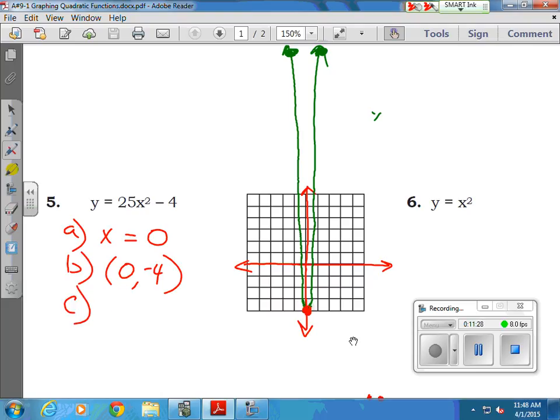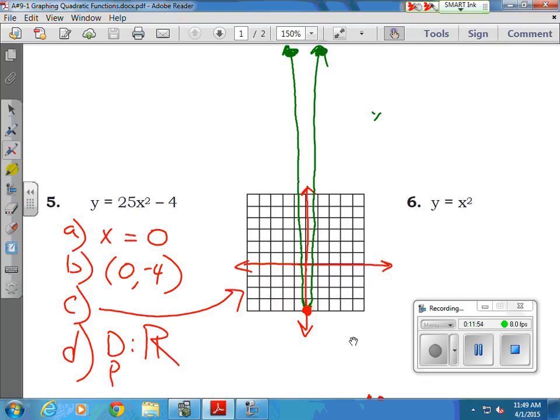Part C says graph it. We tried. Part D says the domain is going to be a parabola, and even though it's going left and right very, very slowly, it's still going to continue. We're not limited on how high we can go. We can go infinitely up, and it will continue to go infinitely left and right. So it's still all real numbers.